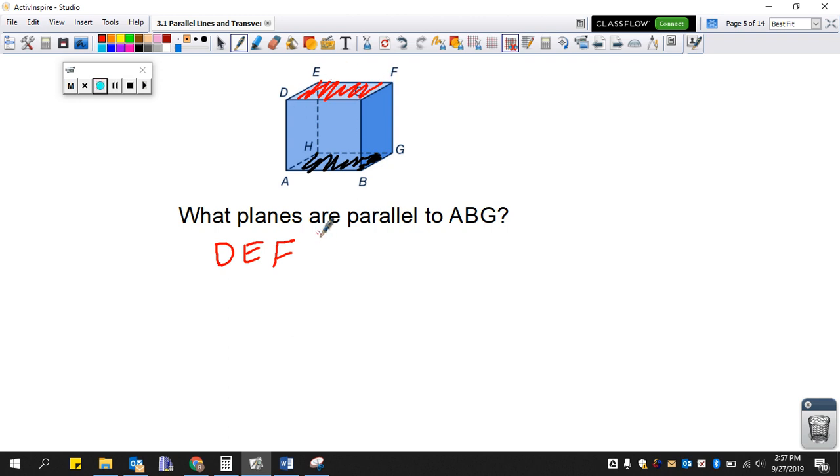So D, E, F, or E, F, C, or F, C, D, or C, D, E. Okay, or any of those backwards. But the top is the only plane that's parallel to the bottom.